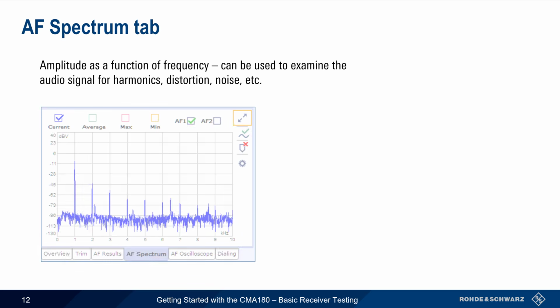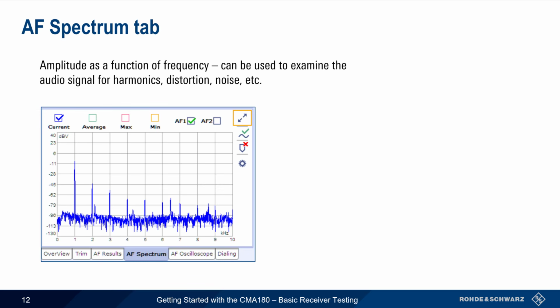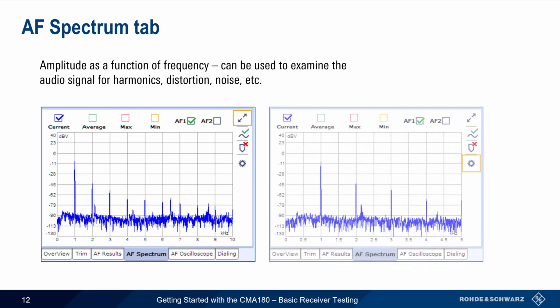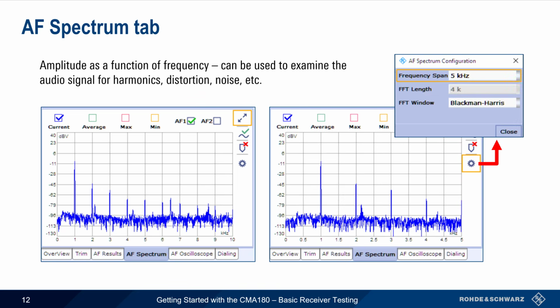The AF Spectrum tab shows amplitude as a function of frequency, and this can be useful when examining the received audio signal for harmonics, distortion, noise, etc. The small configuration icon can be used to reduce the frequency span, and can also be used to select a different type of FFT window if needed.